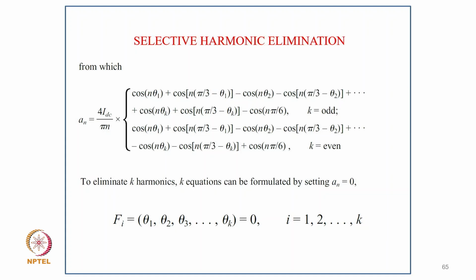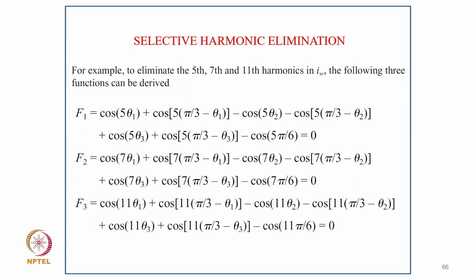So to eliminate the k harmonics, k equations can be formulated by setting bn equal to 0, that is, for θ1 to θk, i equal to 1 up to k. So for example, to eliminate the 5th, 7th and 11th harmonics in the Ik, the following 3 functions can be derived. f1 equals cos 5θ1 plus cos 5(π/3 − θ1), minus cos 5θ2, minus cos 5(π/3 − θ2), similarly plus cos 5θ3 plus cos 5(π/3 − θ3), minus cos 5π/6, equal to 0. Similarly for f2 with cos 7θ, and for the 11th harmonic cos 11θ.